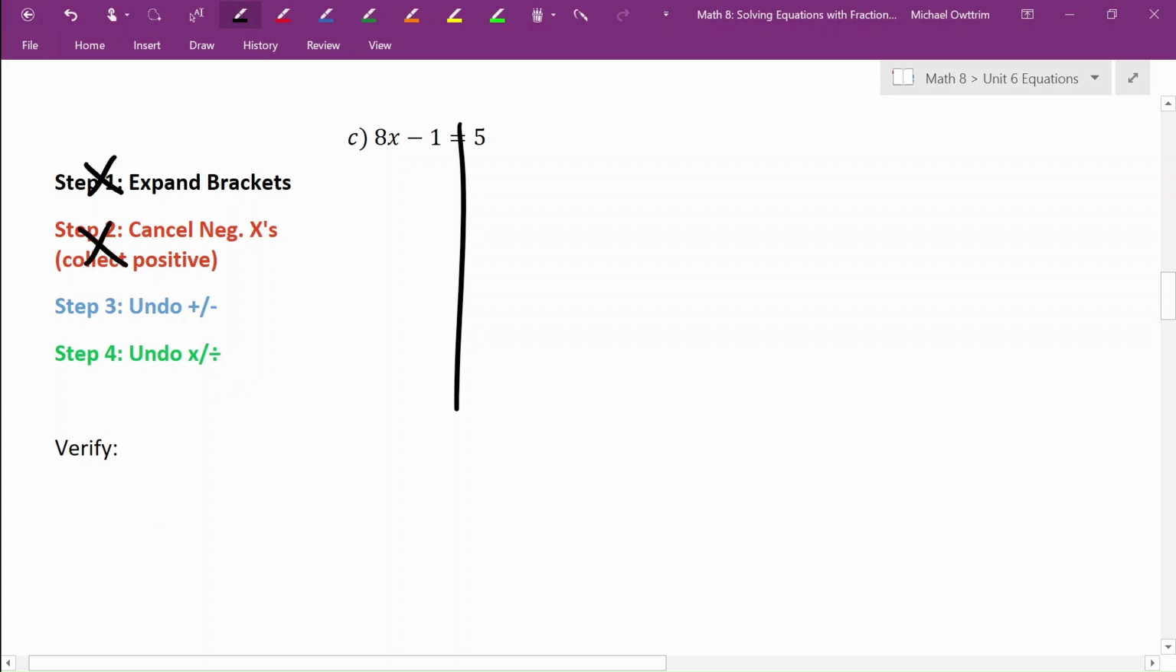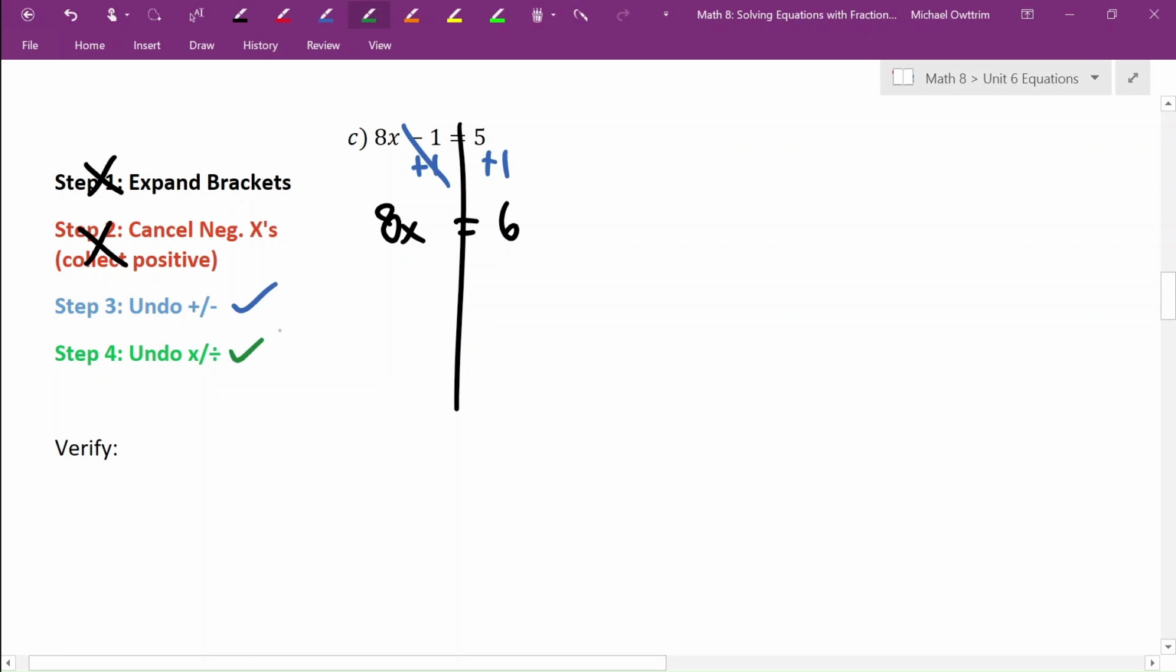In question C, I don't see any brackets. I also don't see any negative x's. I'm going to undo the addition or subtraction. X is being subtracted by 1. The opposite of minus 1 is plus 1. And we'll add 1 to both sides of our equal sign. On the left, minus 1 and plus 1 cancel out, leaving us with our 8x. On the right, 5 plus 1 is 6.